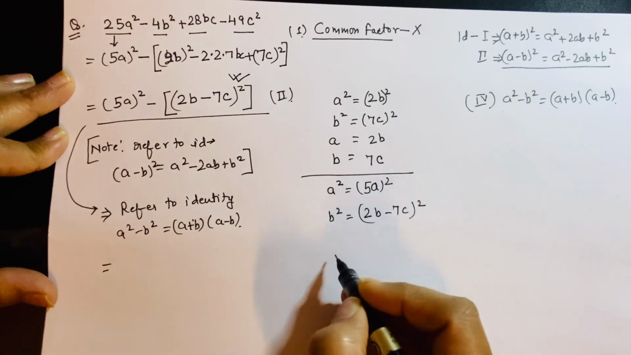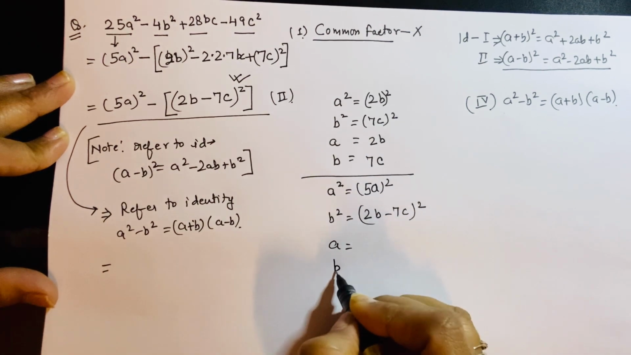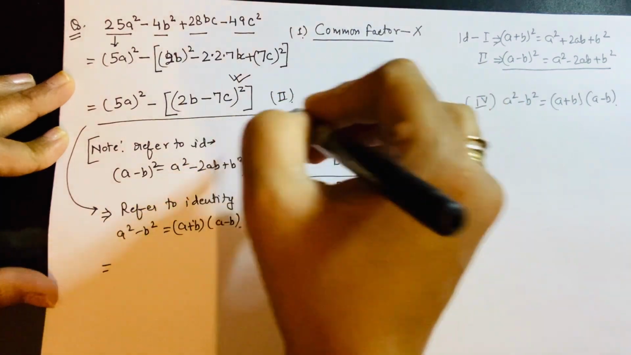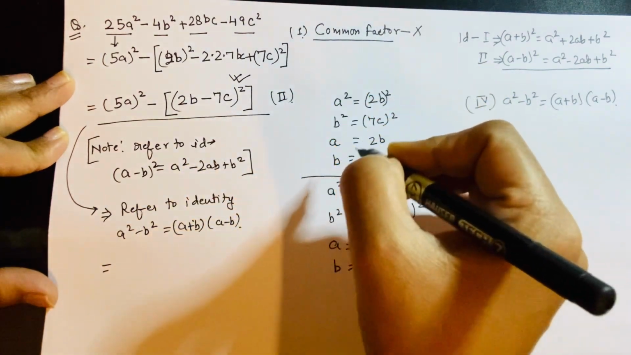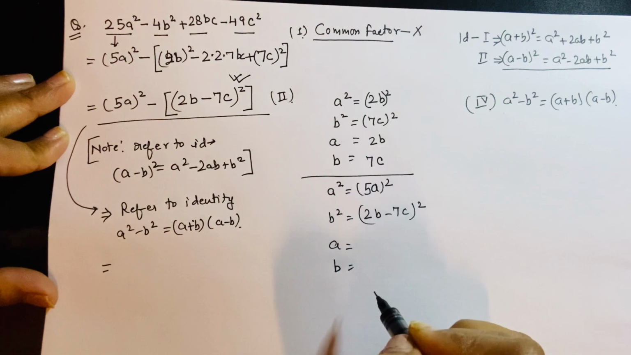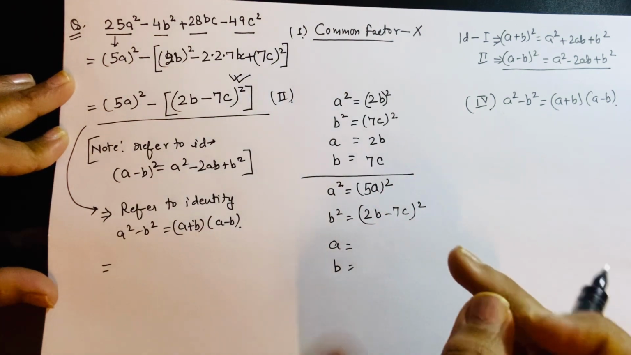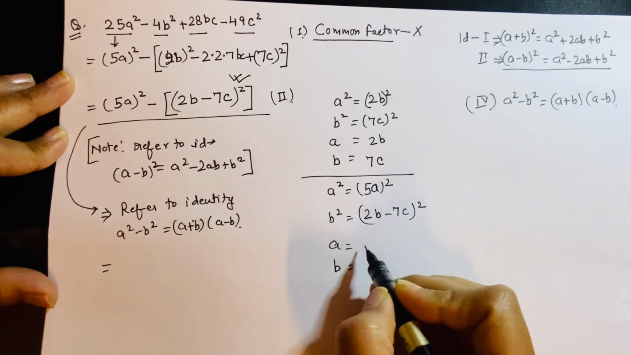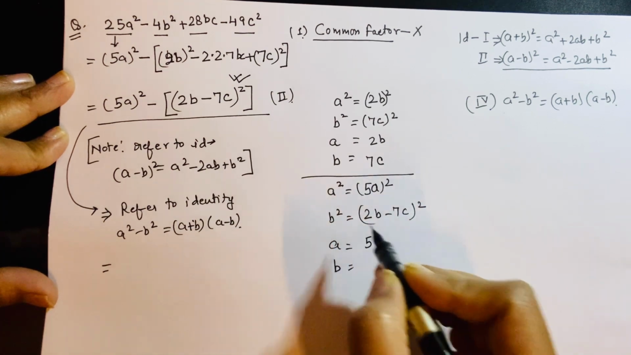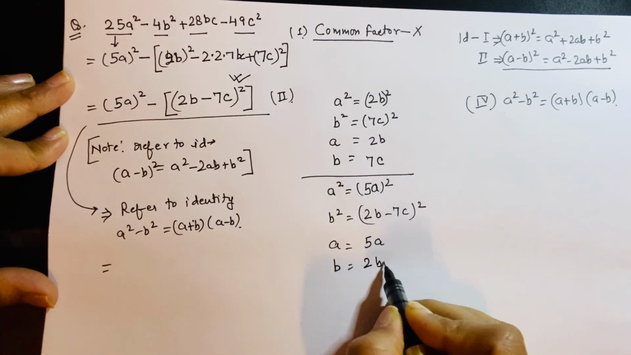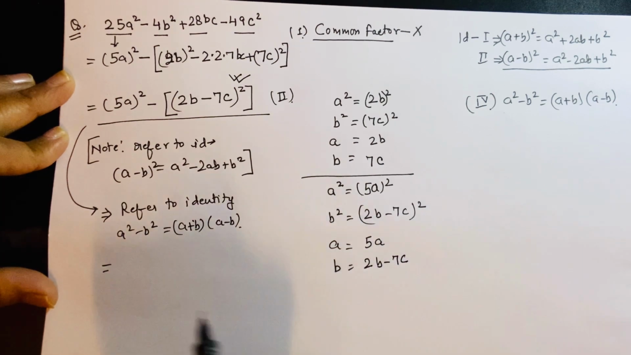Now a plus b. So what is a and what is b? Similarly to what we did here, a square, b square, ab, we'll find these values in your rough column, or maybe you can write a small note in a box with the question. So what is a here? 5a. And what is b here? 2b minus 7c. So now it's simple.